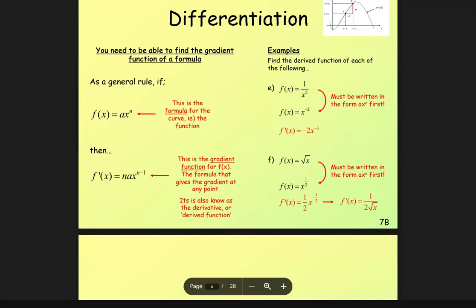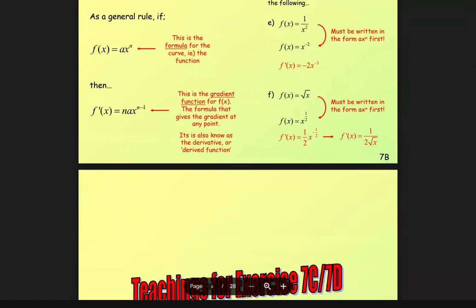Sometimes the functions might not be straightforward. The functions could be reciprocal functions. For example, if you are given y equals 1 over x, it's a bit tricky for you to work this out.